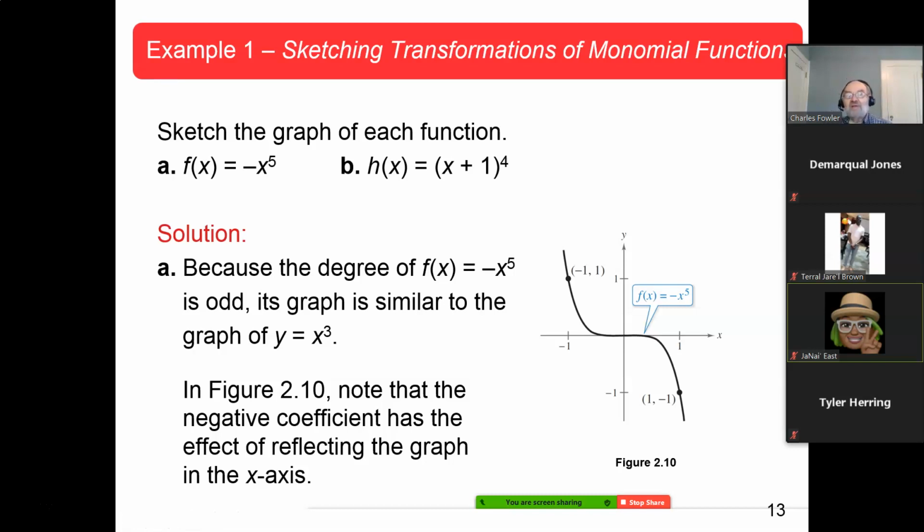The first is an odd degree. The degree is 5. So the graph is similar to the graph of y equals x cubed, but the minus sign reflects it across the x-axis. The higher power makes it steeper through -1 and +1, flatter near 0. So there's what theirs looks like. They really expanded the x and the y scales, so they emphasize that flatness.